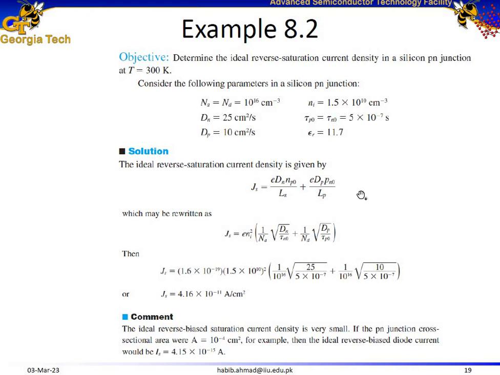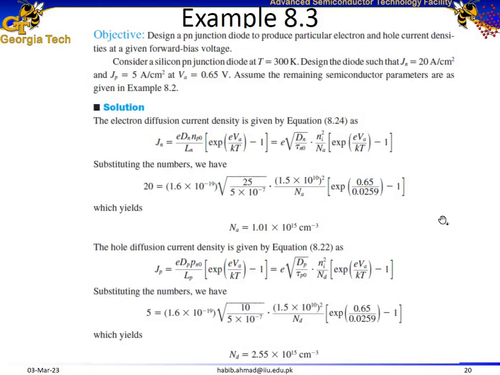ideally, but in reality there are so many non-idealities: Shockley-Read-Hall recombination, Auger recombination, direct band-to-band recombination, and because of these factors, the reverse saturation current density is not the same. It's much higher than this value.